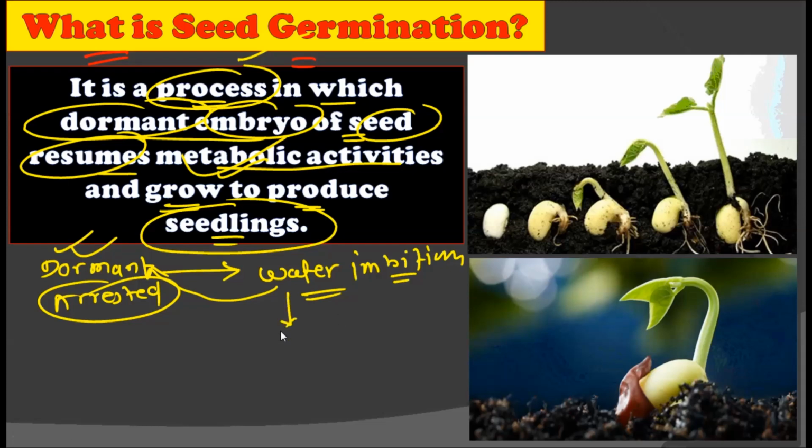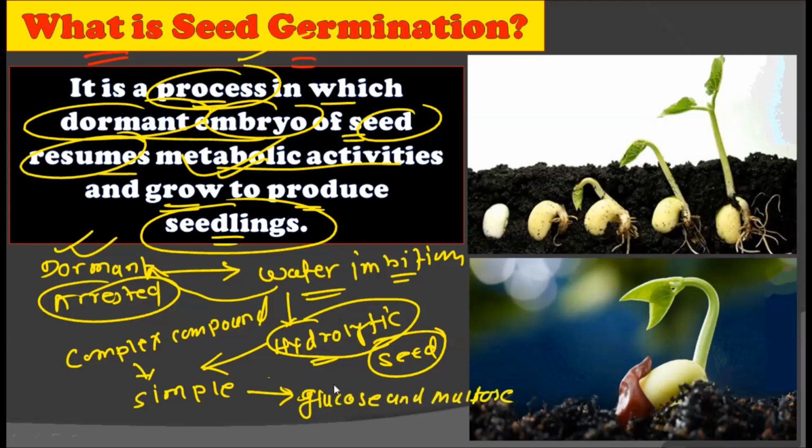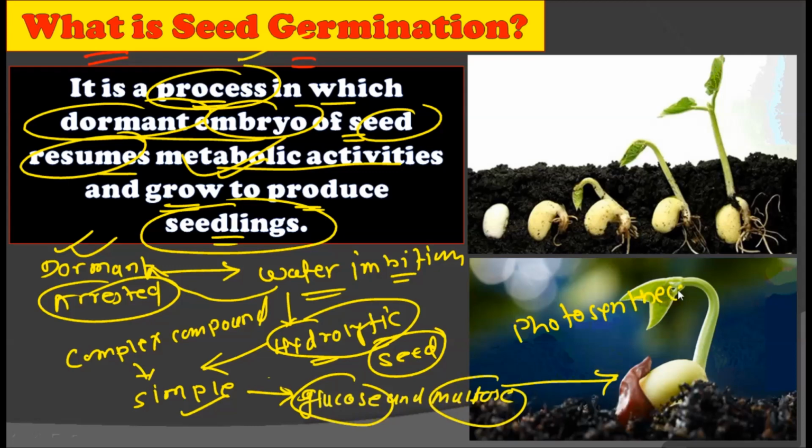Now, what happens due to this water? All the hydrolytic enzymes which are present inside the seed get activated, and these hydrolytic enzymes convert the complex chemical compounds present in the seed into simple compounds such as glucose and maltose. This food material, now available in a simple form, that is in the form of glucose and maltose, is utilized by the seed because the seed is not yet photosynthetically active, and that is why it cannot prepare its own food.